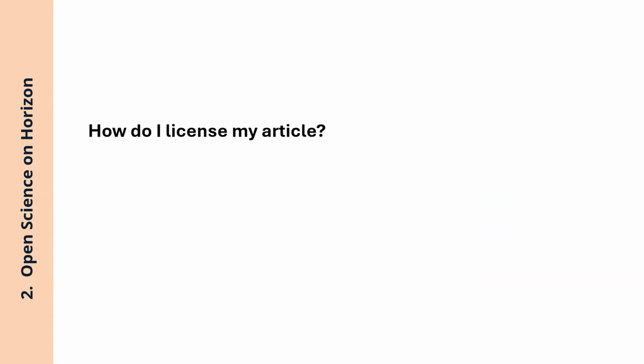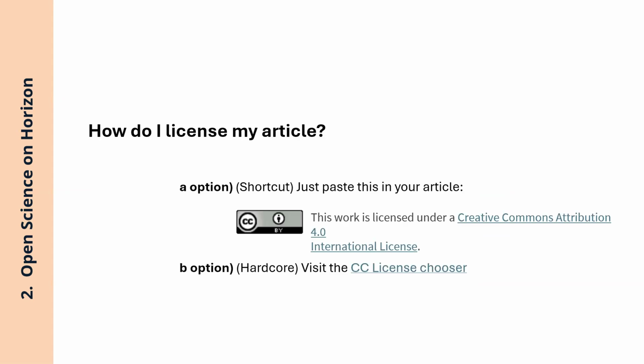The next question is, but how do I license my article? I know which licenses I'm obliged to use, but how do I do it in practical terms? I will make it really easy for you. You have two options. A, the shortcut: you just paste exactly this in your article, I mean, the image of the type of license and the text, which includes the link to the legal license text.